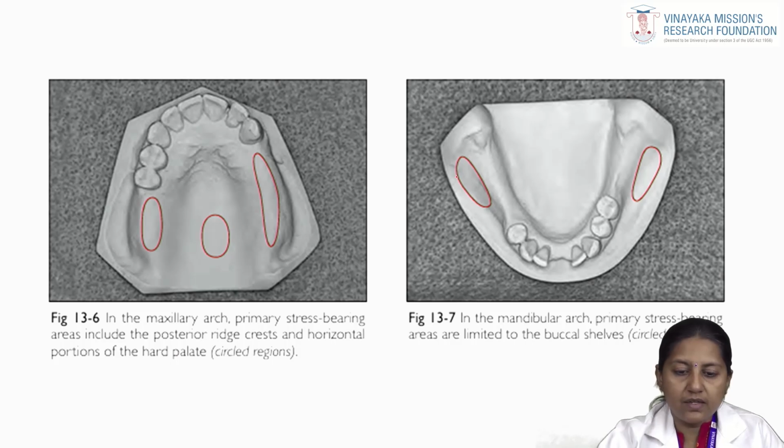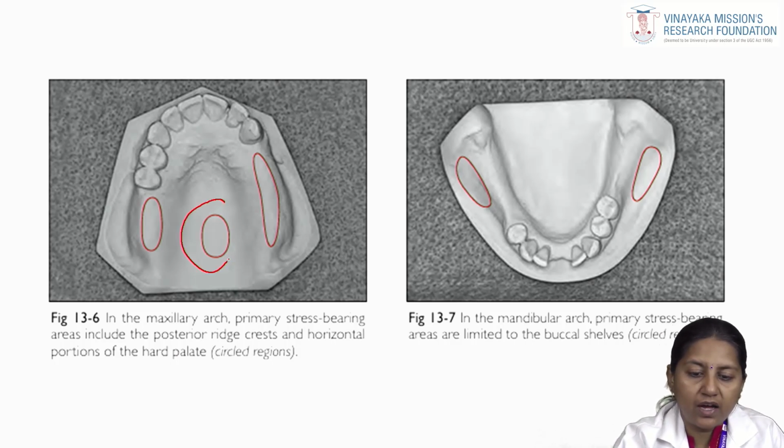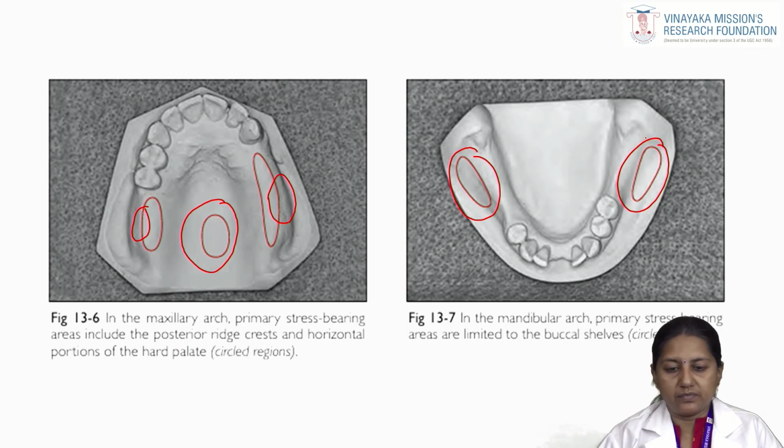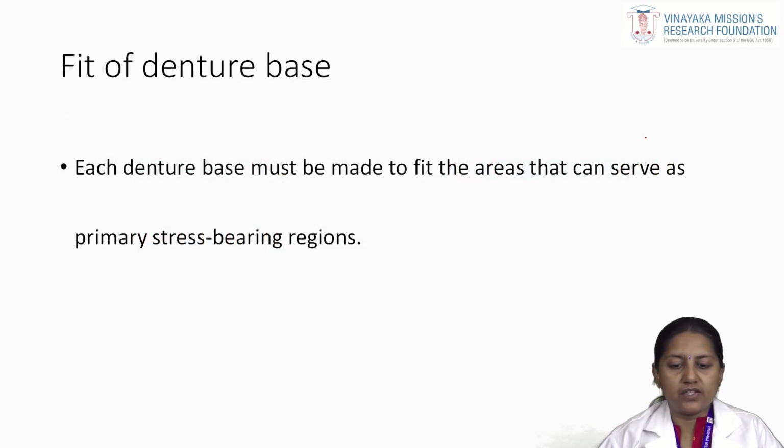So as you can see, the horizontal portion of the hard palate and the slopes of the residual ridge are considered as the primary stress bearing areas for the maxilla, whereas only the buccal shelf is considered the primary stress bearing area for the mandible. What about the fit of the denture base? Each denture base must be made to fit the areas that can be served as the primary stress bearing areas.